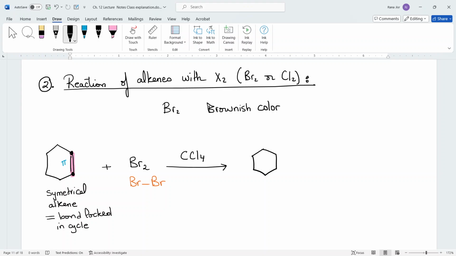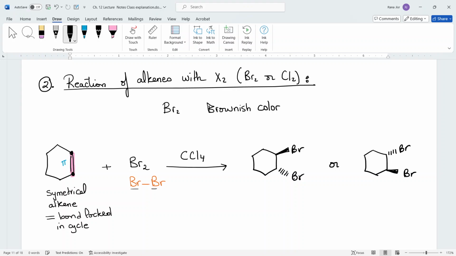And whenever you have a double bond that belongs to the cycle, the bromine is going to add trans with respect to each other. So one bromine is going to add up, the other bromine is going to add down. You can use any one of those, it's fine. You don't have to write them both.